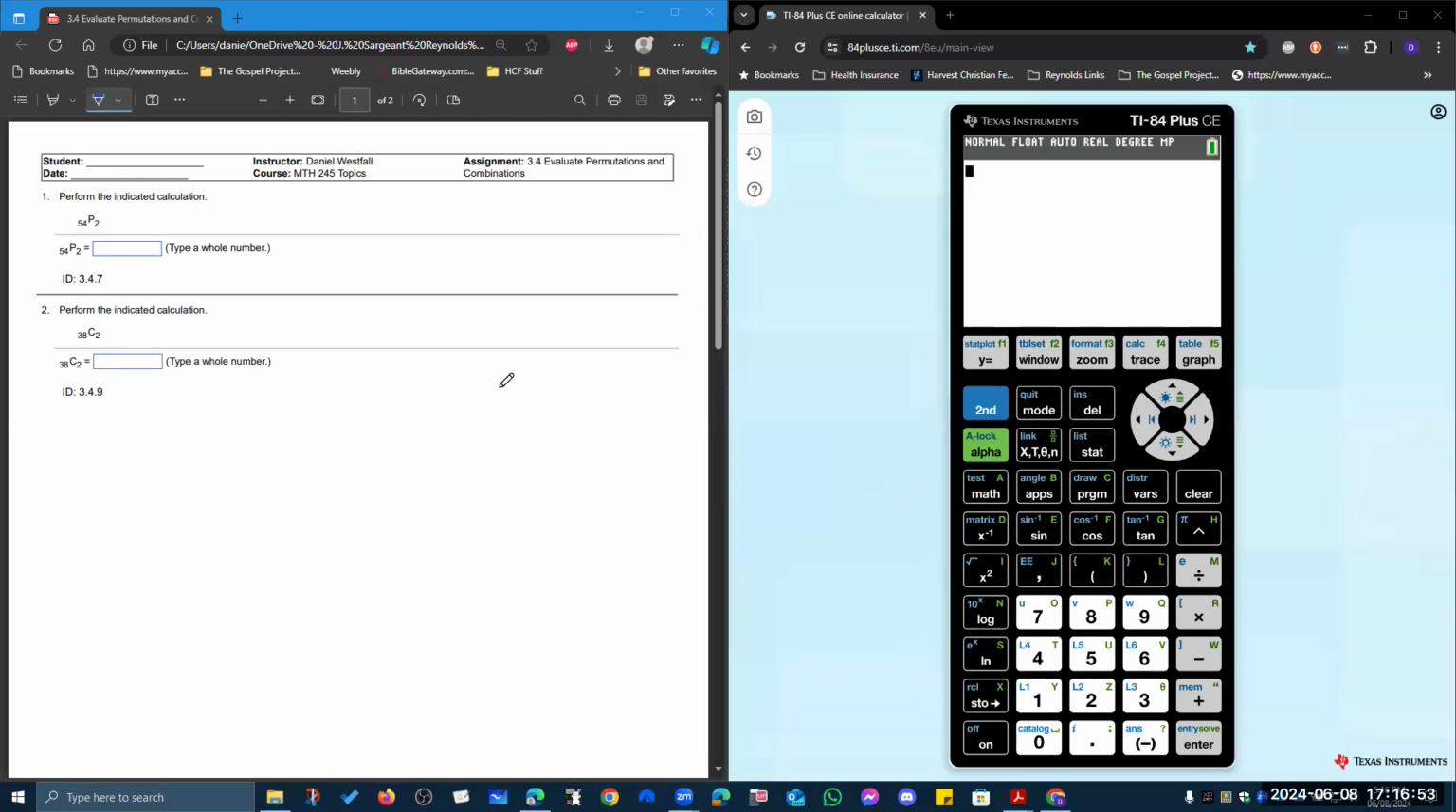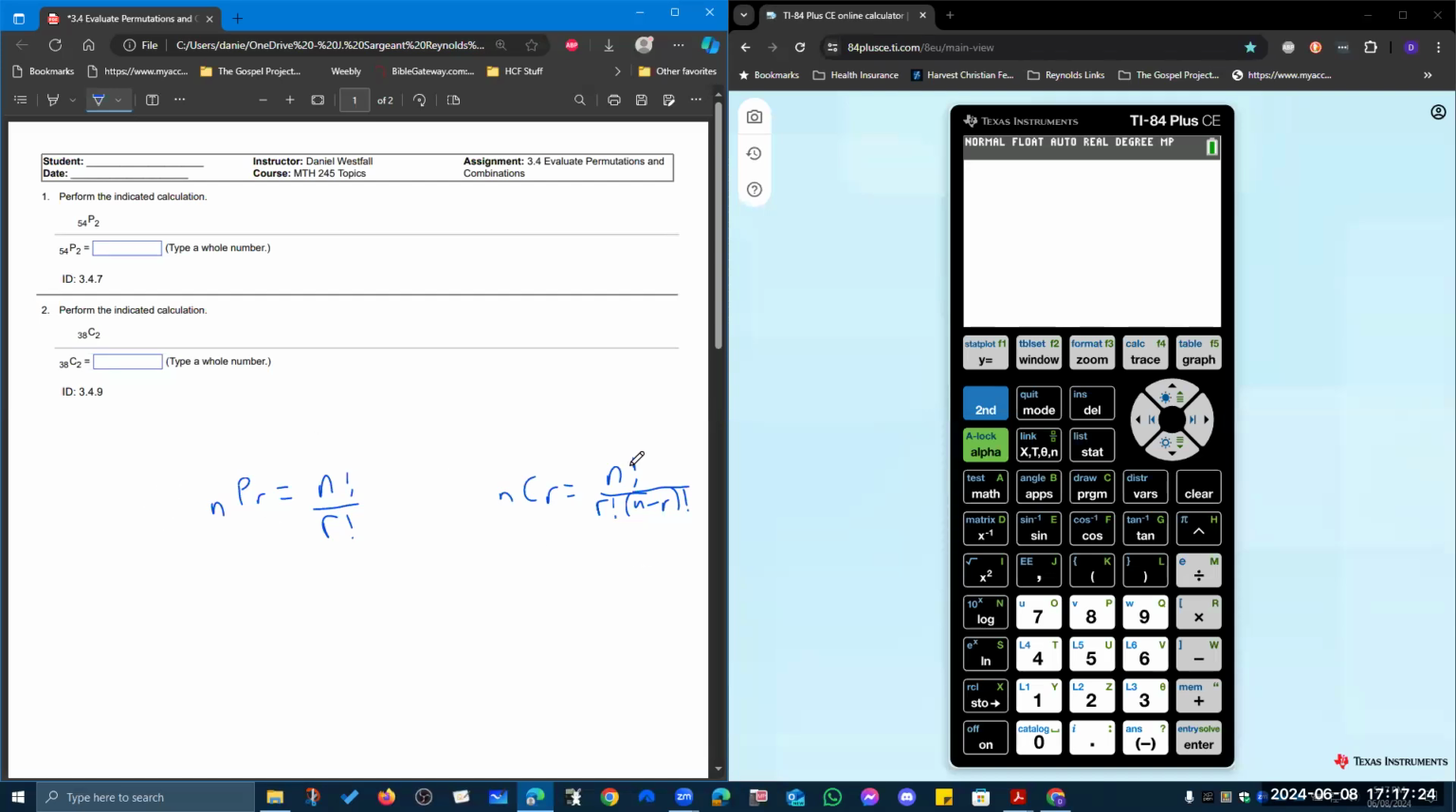In this video, we're going to evaluate permutations and combinations. I'm going to show you both the formula for them. The nPr is equal to n factorial over (n minus r) factorial, and the nCr is equal to n factorial over r factorial times (n minus r) factorial. Thankfully, I don't have to compute these by hand here.